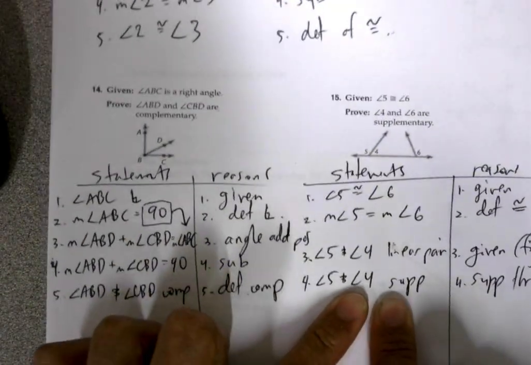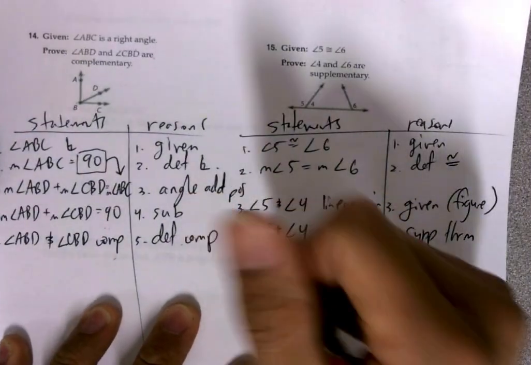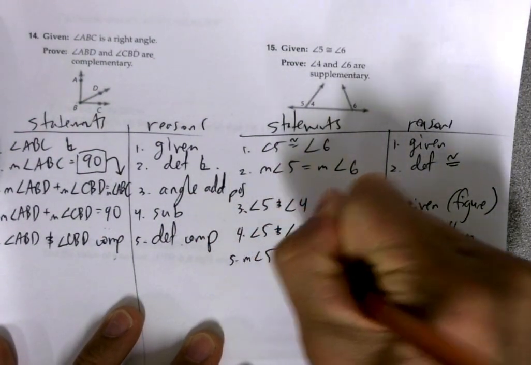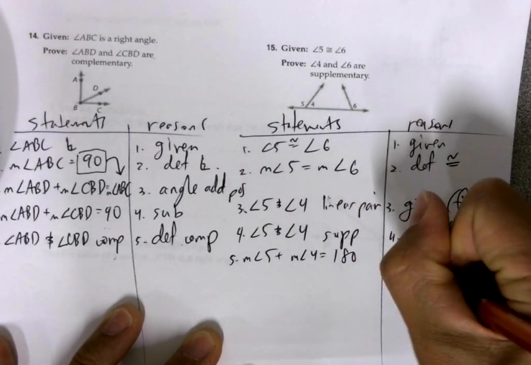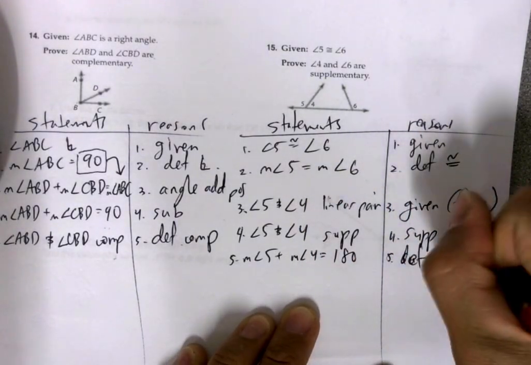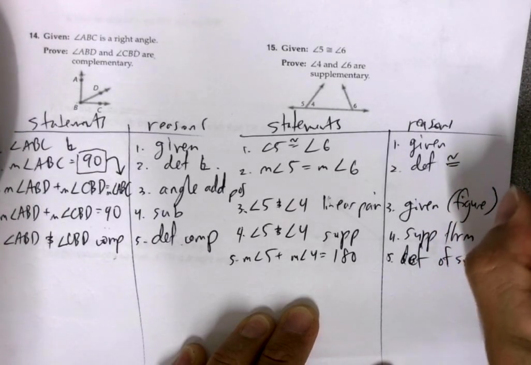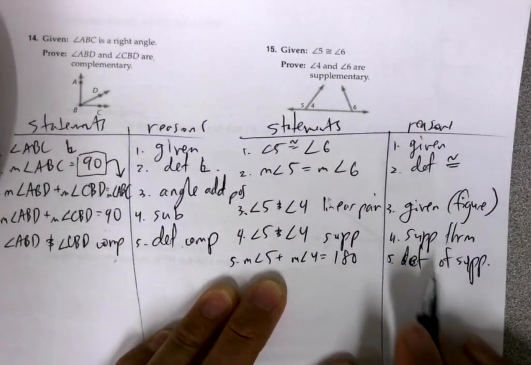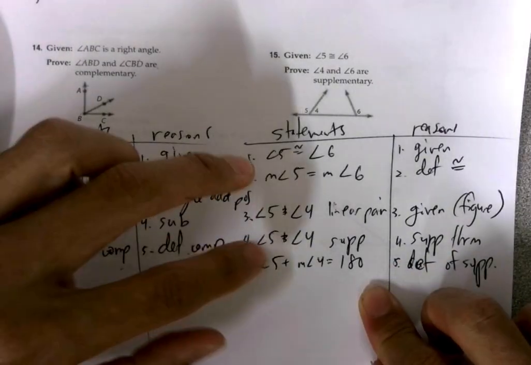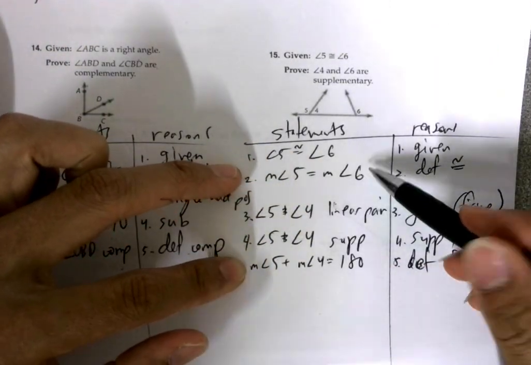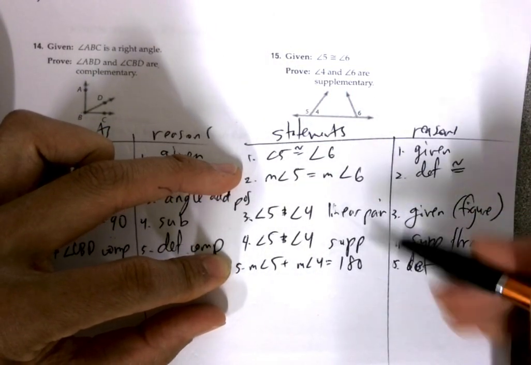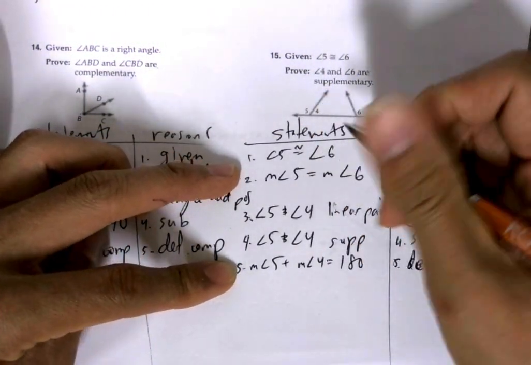We have two angles supplementary, so we're going to say measure angle 5 plus measure angle 4 is equal to 180, and that's the definition of supplementary angles. Okay, so that is that. Now what? We have these two equations here, one on statement 2 and one on statement 5. So I'm going to do a substitution.